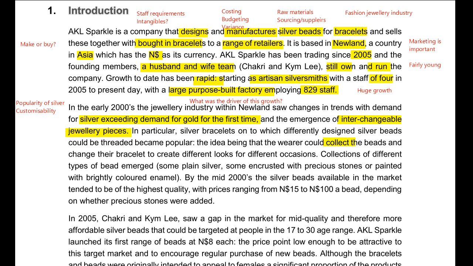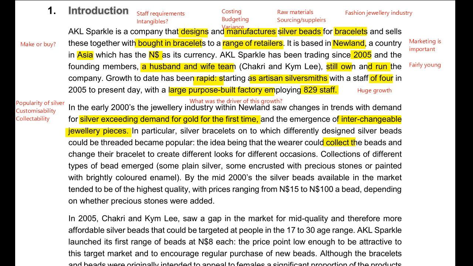Just in the last 20 years or so, there's always a new fad with Pokemon cards or whatever it might be, different games, collecting figures, superhero to do with films. Collectability, it sells. And so taking advantage of that has obviously contributed to this rapid growth alongside the popularity of silver and the customizability of the products that Sparkle has to offer. Okay, so collectability, very important for the growth of this company and perhaps the industry as a whole.